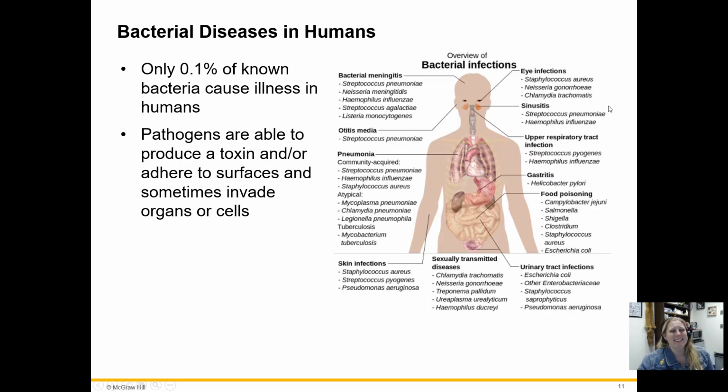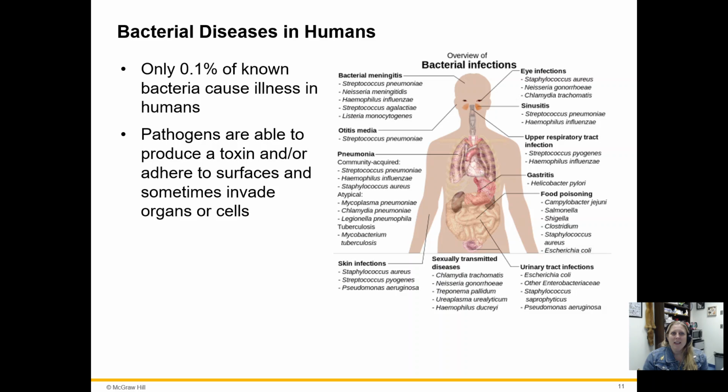Bacterial diseases. This is when you're probably going, but Ms. Larson, bacteria makes us sick, right? They're the germs, right? 0.1% of known bacteria are known to cause human illness. That's it. Of all the bacteria that we know. Now, mind you, there are some we haven't discovered yet and things that haven't been described, but only 0.1% are known to cause illness. Now, I'm not saying those illnesses should be overlooked. They can be really bad.